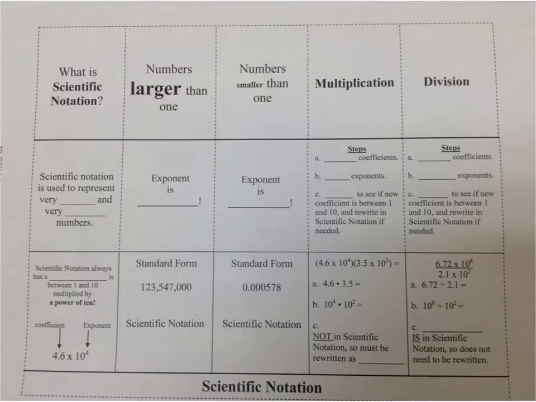In your math journal, you should have your page about scientific notation. This is what it looked like before you cut it out and glued it down this morning. We're going to go through 2 sections today. We're going to go through what scientific notation is, and we're going to look at how to write numbers that are larger than 1. So these are ways to write very large numbers from scientific notation to standard form.